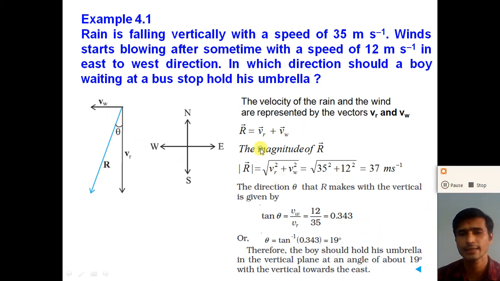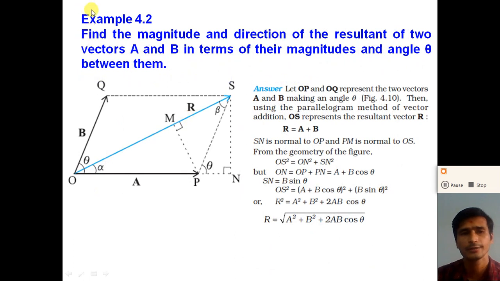Now the next example is example number 4.2. Find the magnitude and the direction of the resultant of the two vectors A and B in terms of their magnitudes and the angle between them. Here the two vectors A and B are given, and the magnitude of vector A is A and the magnitude of vector B is B. Find the magnitude of the resultant vector in terms of the magnitudes of both vectors and the angle between them. So how can we find it?